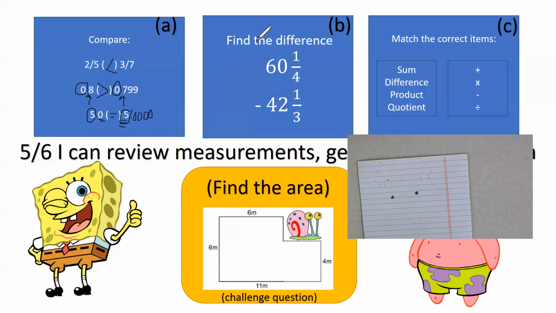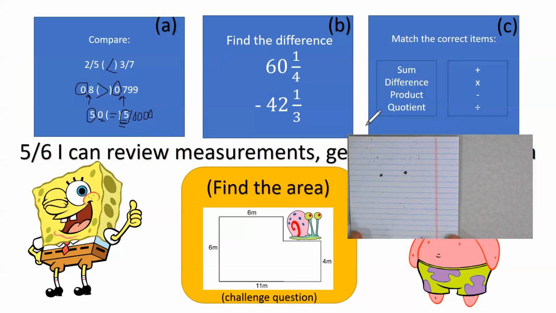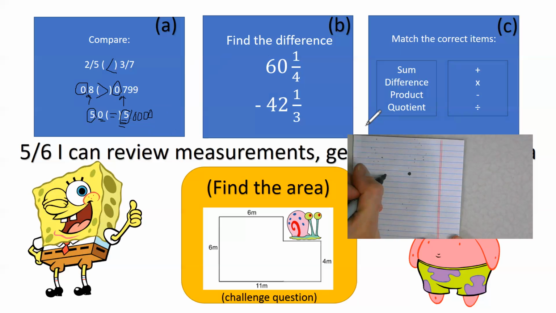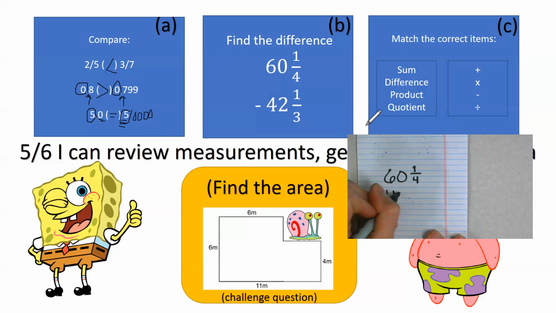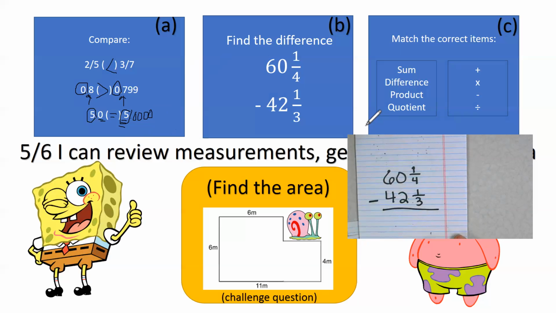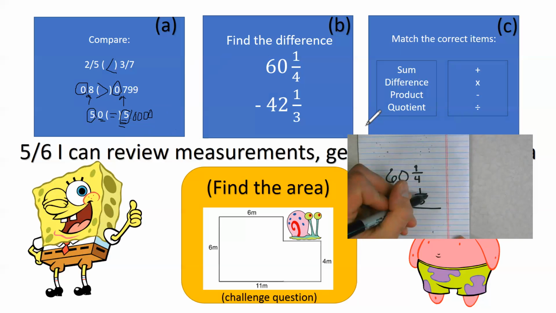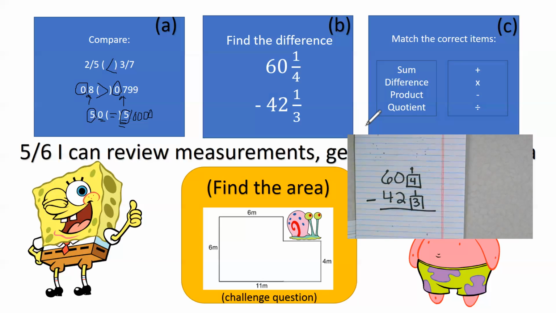All right, let's go over and find the difference. Remember, that's just a fancy way of saying, what's the answer to the subtraction problem? So we have 60 and a fourth. We have 42 and a third. We could subtract. Are we allowed to subtract with different names? Negative. You're not. You've got to give them the same name.